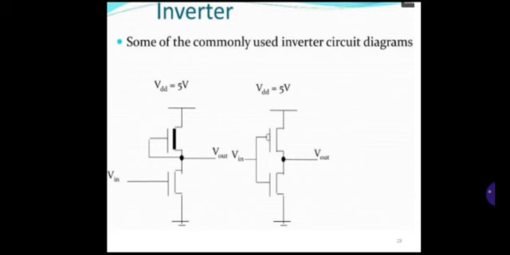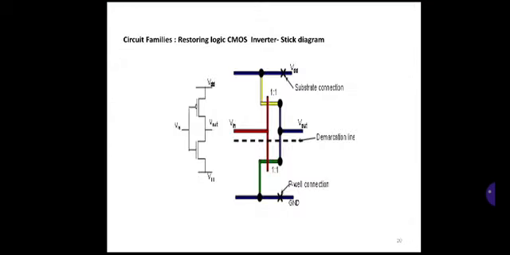Here, for the inverter, Y is equal to A bar. The N transistor and P transistor are shorted together because the inverter has only one input and one output, and the output is taken from the drain of the transistors. So this is an NMOS inverter and a CMOS inverter.